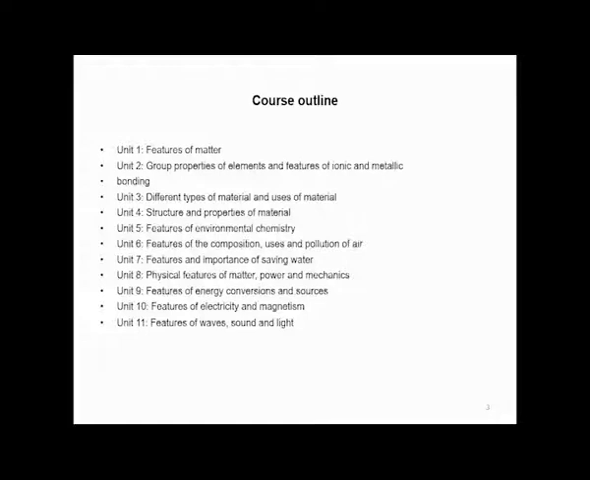Very important. The course outline covers 11 units, Unit 1 up to Unit 11. It covers features of metals, group properties of elements, and features of ionic and metallic bonding. Unit 3, different types of materials and uses of materials. Structures and properties of materials, that is Unit 4. Unit 5 is features of environmental chemistry. Unit 6, features of the composition, uses and pollution of air.